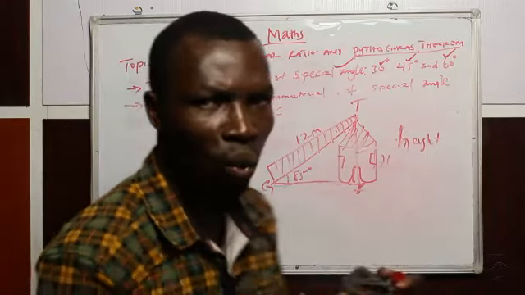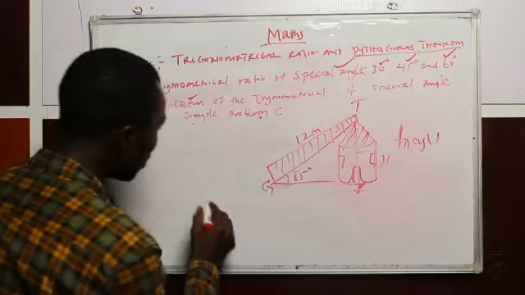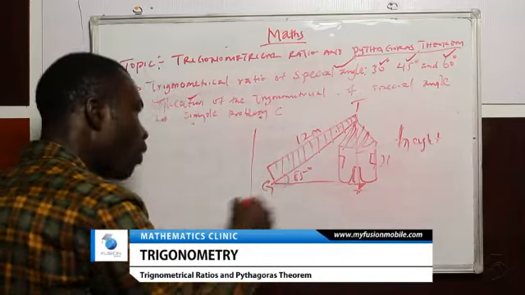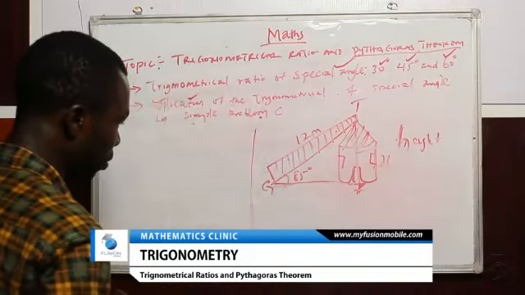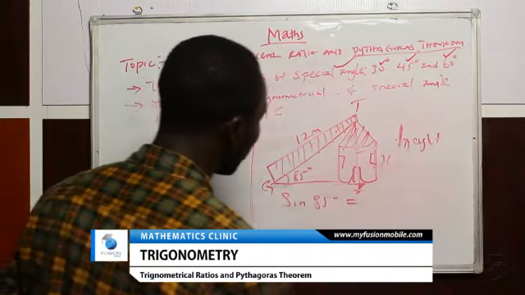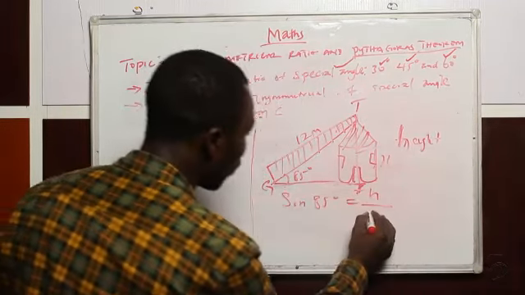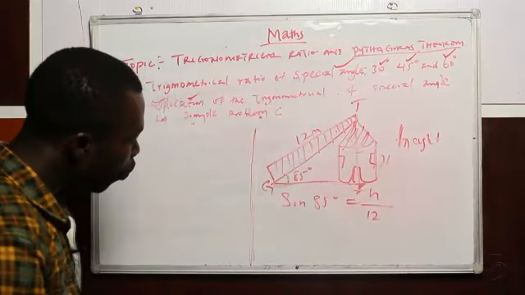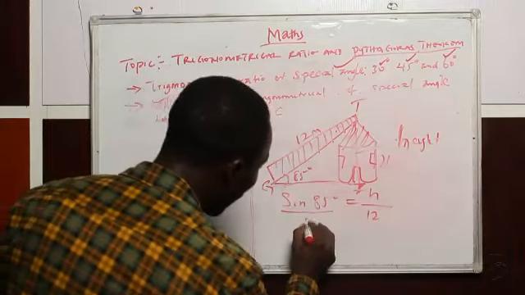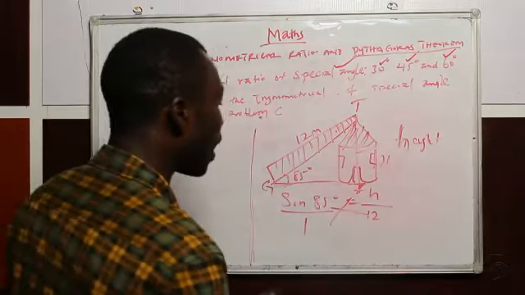Remember, sine means opposite over hypotenuse. Now, let us use our idea from Pythagoras theorem of these special angles to solve this question. Therefore, sine 85 degrees is equal to opposite, that is height h, over hypotenuse, which is 12. Now, what is the next thing we have to do? We have to make it uniform. You make it over 1, then we cross multiply in order for us to find our height, right?